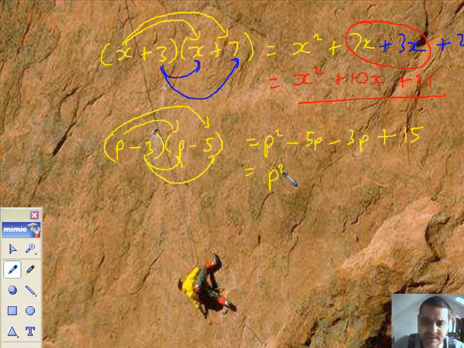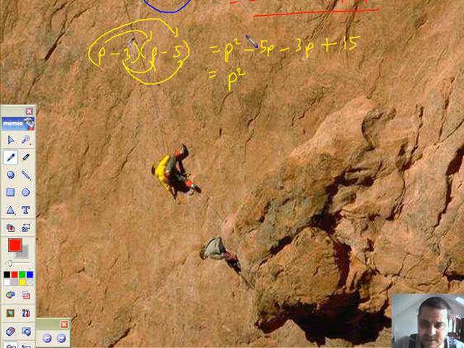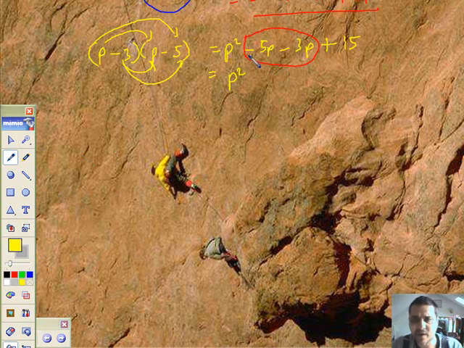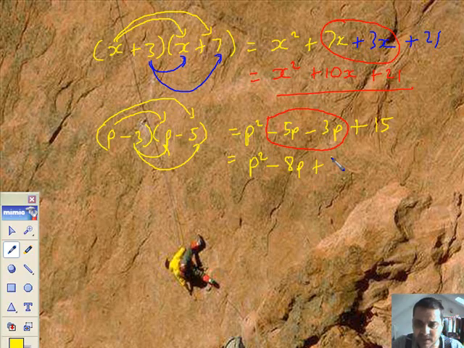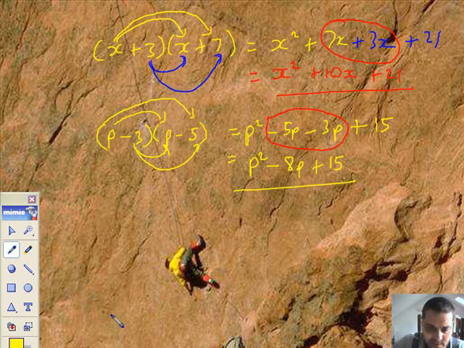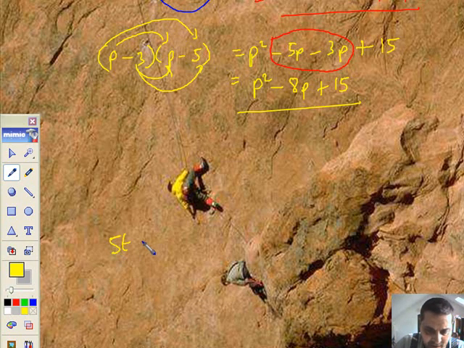Altogether, p squared stands alone. These two things are like terms because they're p's and they're not p squareds. Minus 5, then take away another 3 is minus 8p's, and plus 15 is an independent term, and that's it. I don't know, let's do I. I is here, cracking these little guy. I've got 5t minus 1 multiplied with 2t minus 3.